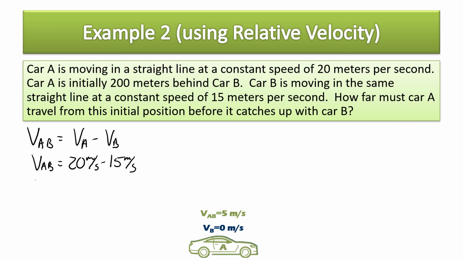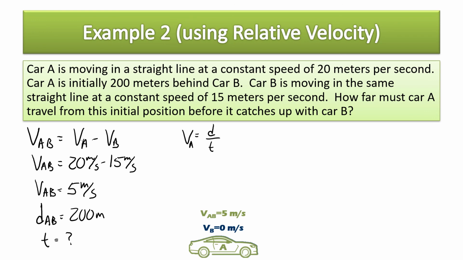And now we can use this as a piece of given information. 5 meters per second is the relative velocity of car A to car B. Now, car A needs to travel a distance of 200 meters at this relative rate of speed, rate of change of displacement. So all we need to do now is find the time that it takes for this to happen. Then we can use that time and car A's velocity relative to Earth to solve for how far car A travels. So we'll set up our equation.